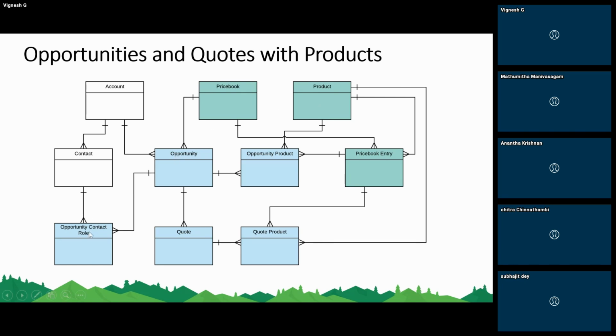And opportunity contact role is the relationship for when there are multiple contacts under a single company. The opportunity can be handled only if we have multiple contacts, and we need to keep track of the relationship with them, then the opportunity contact role is used. Okay.